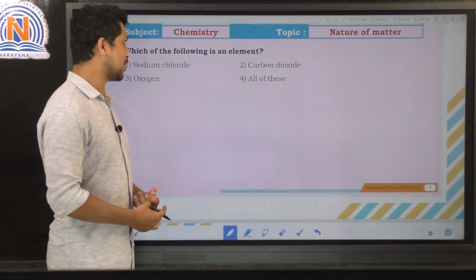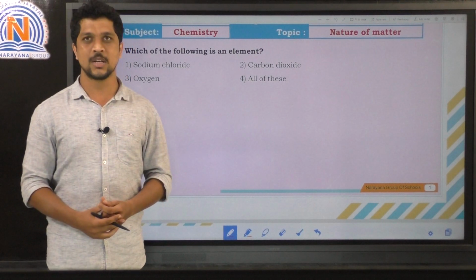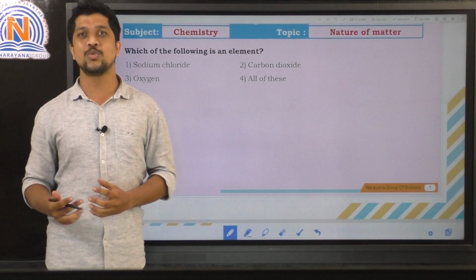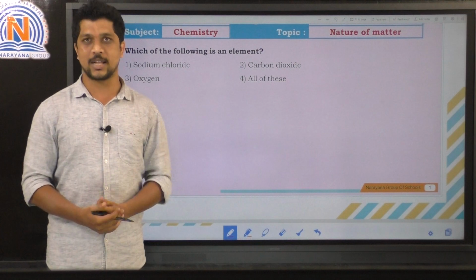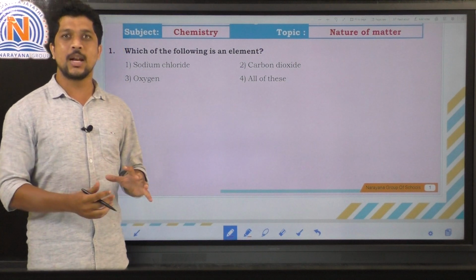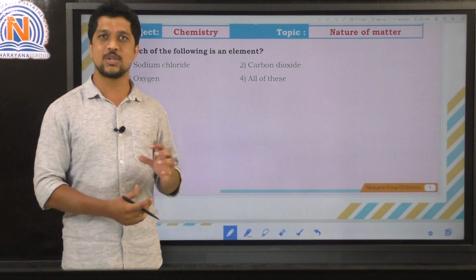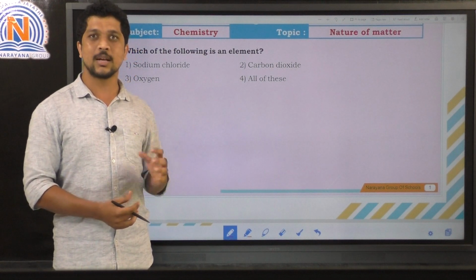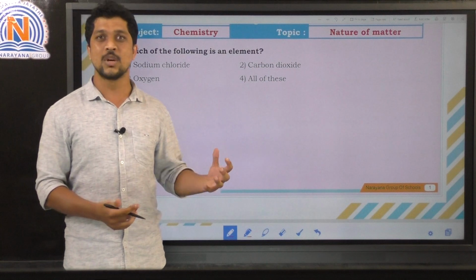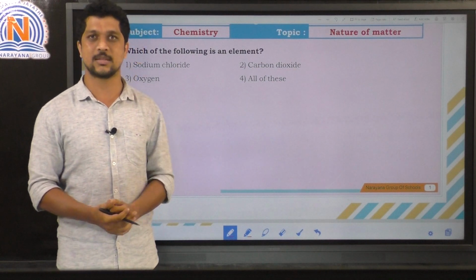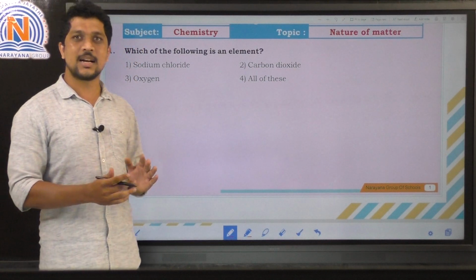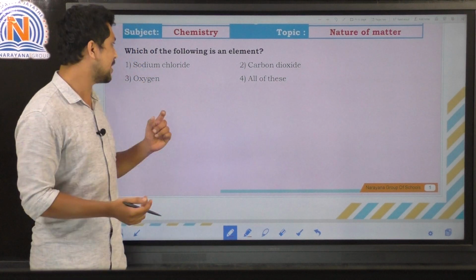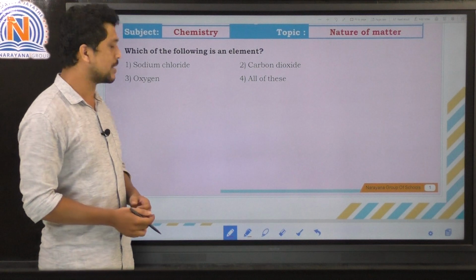So before entering the question, what is an element? An element is a pure substance which cannot be further broken into smaller particles, right? We know that elements are made up of small particles, those are atoms. Atoms can divide into subatomic particles, but an element we cannot further divide into smaller substances. Elements contain the same kind of atoms. For example, if you see the options, they have given three options.